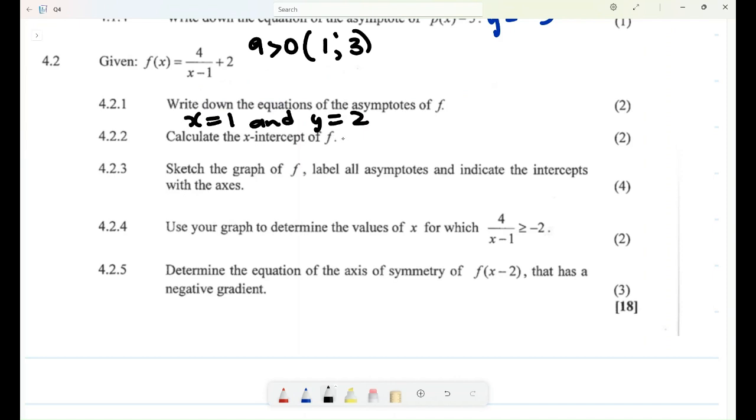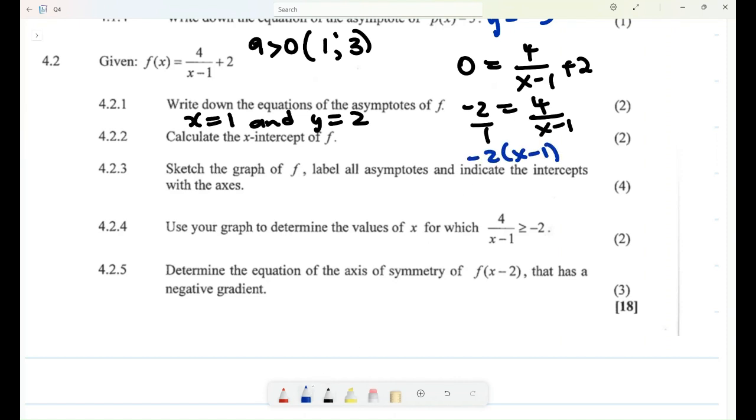Calculate the x-intercept of f. For the x-intercept, I let y equal to 0. So 0 is equal to 4 over x minus 1, plus 2. Then I take this 2 to the other side, it is negative 2 equal to 4 over x minus 1. Divide by 1 and cross multiply: negative 2 times x minus 1 is equal to 4. Then divide by negative 2, x minus 1 is equal to negative 2. Therefore, x is equal to negative 1.